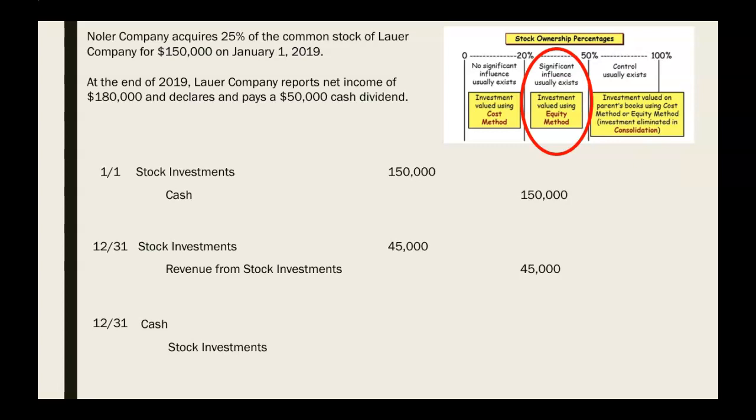Now, Lauer Company is paying a $50,000 cash dividend. Again, you don't get all of it. You own 25% of the company, so you get 25% of the cash dividend. So 50,000 times 25% gives you 12,500 for your cash dividend amount. So that's the equity method.